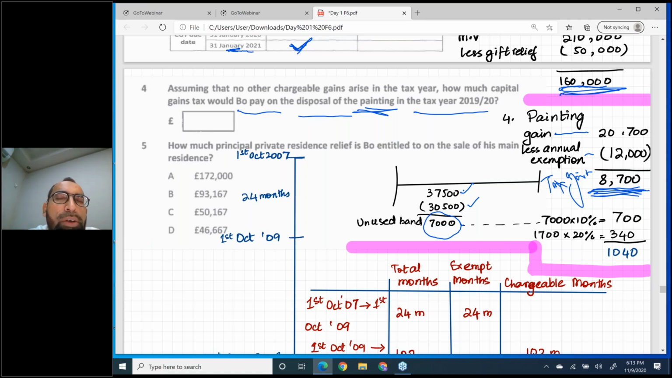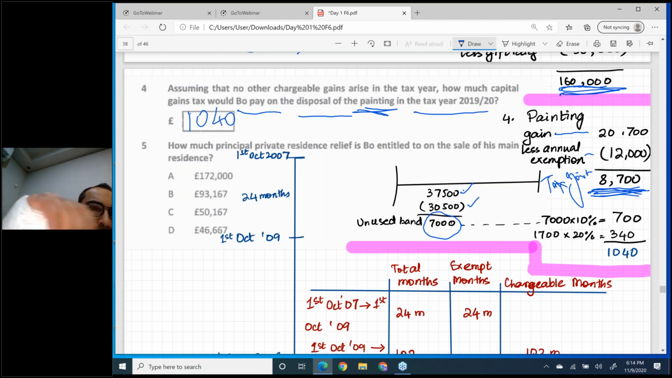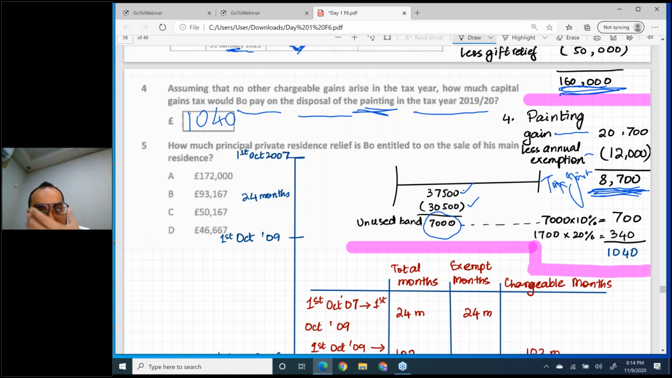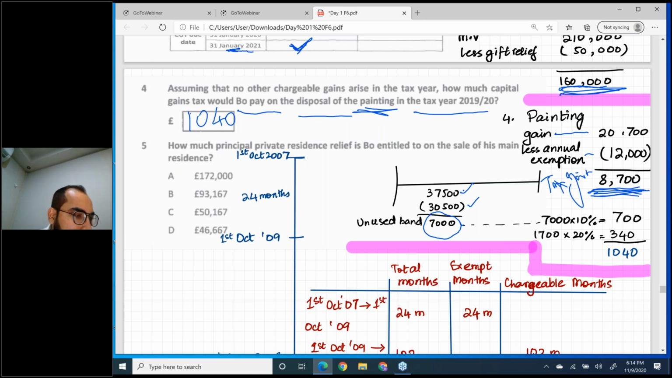Now what was your total gain? Your total taxable gain was 8,700, and we have just calculated tax on 7,000. So the remaining gain is 1,700, and 1,700 will definitely fall in the second band, where the normal gain rate is 20%. So it becomes 340. If you add these two, 700 plus 340, this becomes 1,040. So that's your answer.